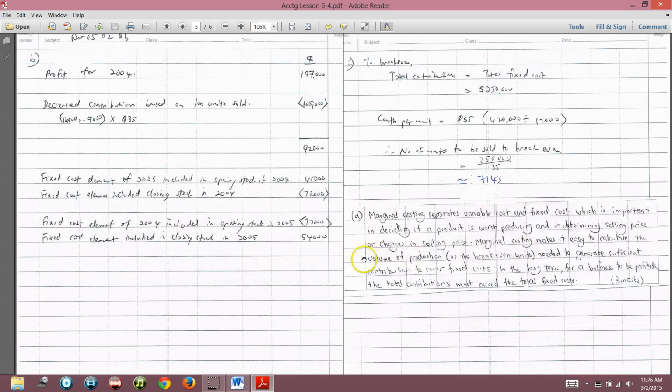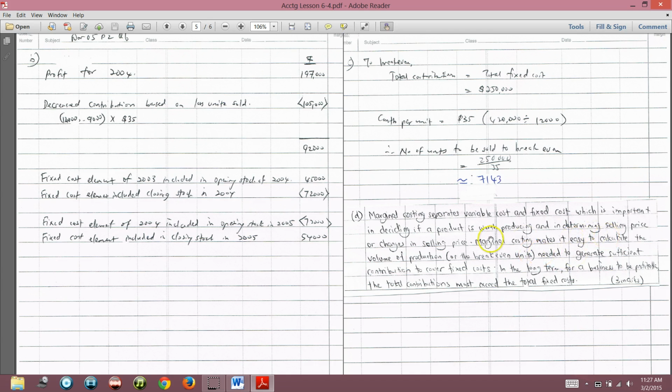Now D, explain briefly the advantages of marginal costing in decision making. I explained to you already what marginal costing is. Now you have to explain. Marginal costing separates the variable cost and fixed cost, which is important in deciding if the product is worth producing and determining the selling price or changes in selling price. Fixed cost is fixed, even if you don't produce, you still have to pay. So if the product is producing a positive contribution, then it's worth producing.